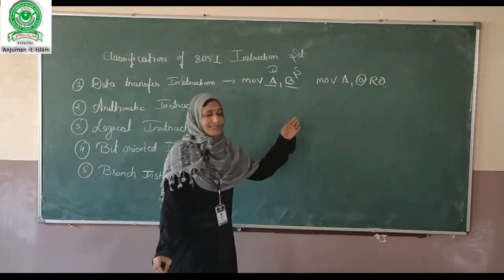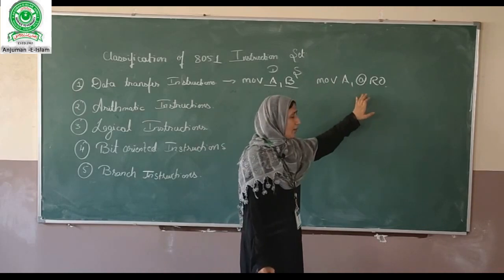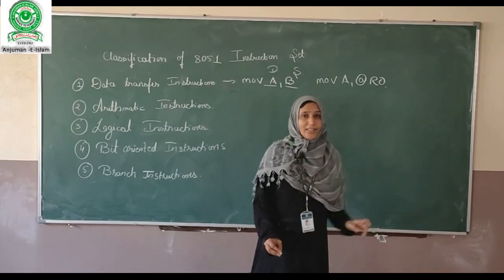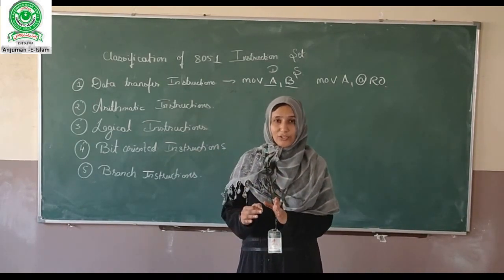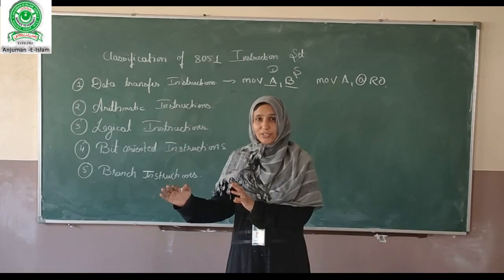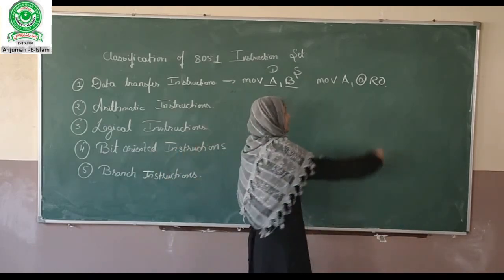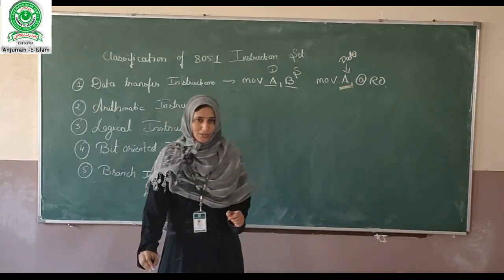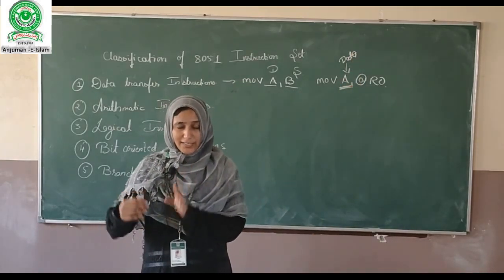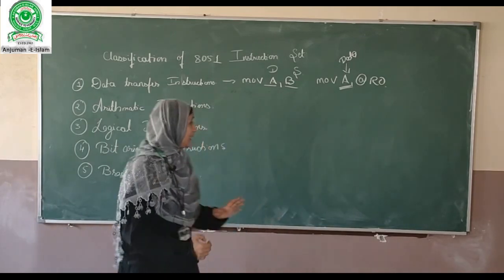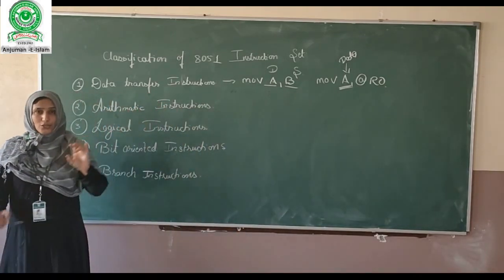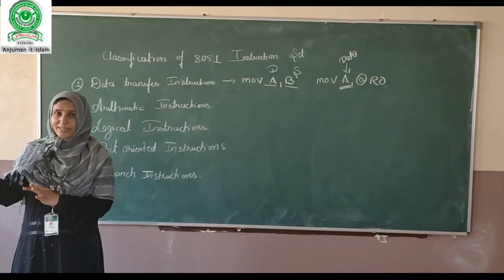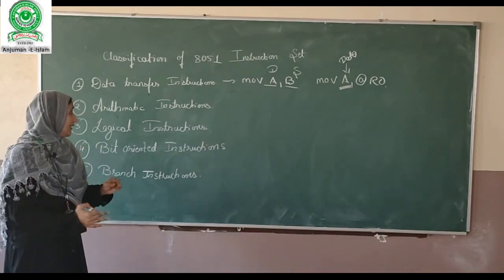In this instruction, I have written MOV A, @R0. Now what does it have? This register R0 has the address of the memory location. And at that particular memory location, whatever data is present, that data will be moved to the accumulator. Like this, you have many different data transfer instructions. The basic function of the data transfer instruction is to move the data from the source to the destination. The source may be a memory or a register, and the destination may also be memory or a register.